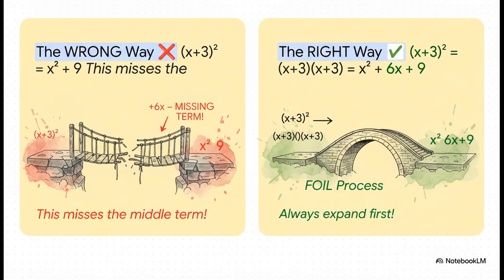Okay, here it is. This is the number one mistake in all of algebra. It is so tempting to look at x plus 3 squared and just think, oh, I'll just square each part and write down x squared plus 9. But that is totally wrong because it completely misses the middle handshake terms. Remember, squaring something means you multiply it by itself. So you have to write it out as x plus 3 times x plus 3 and then use FOIL. That's where that super important plus 6x middle term comes from.